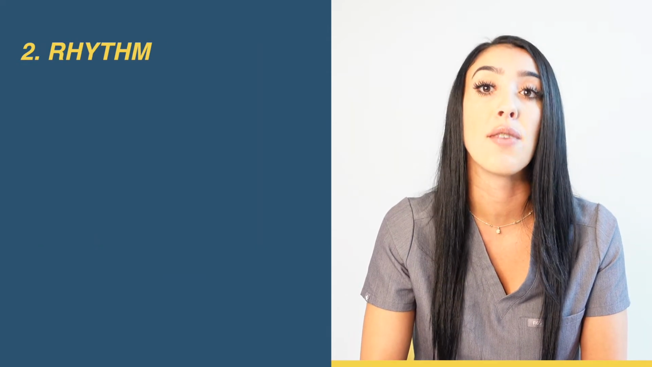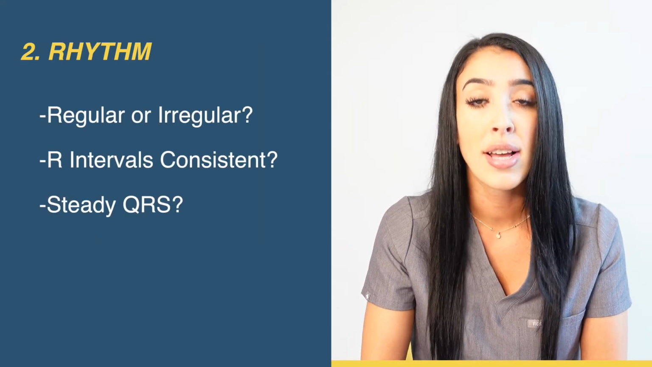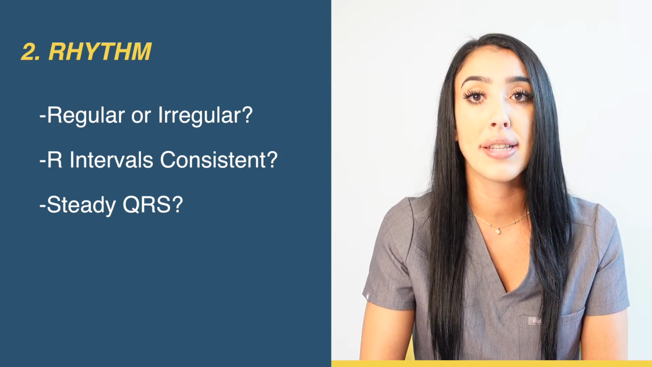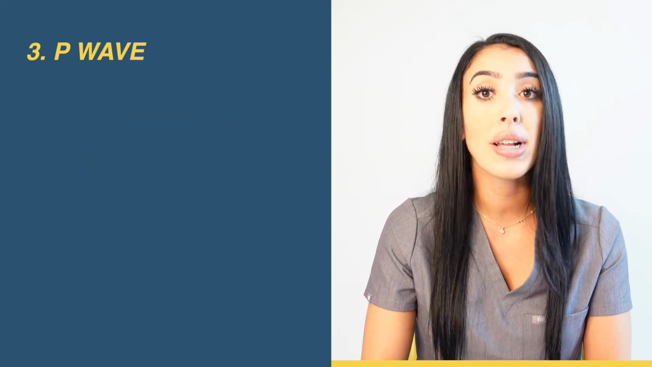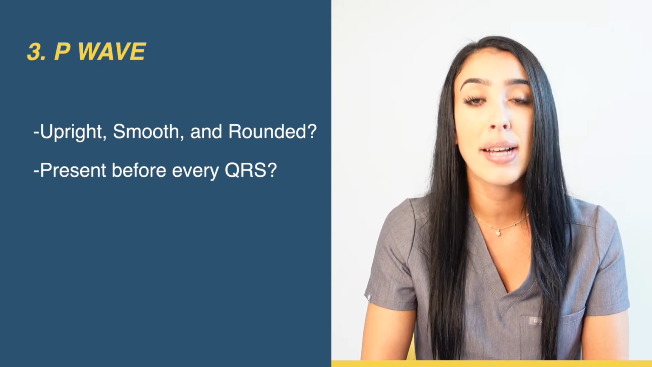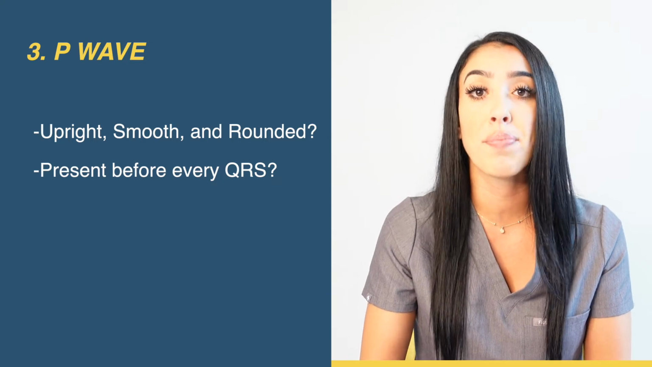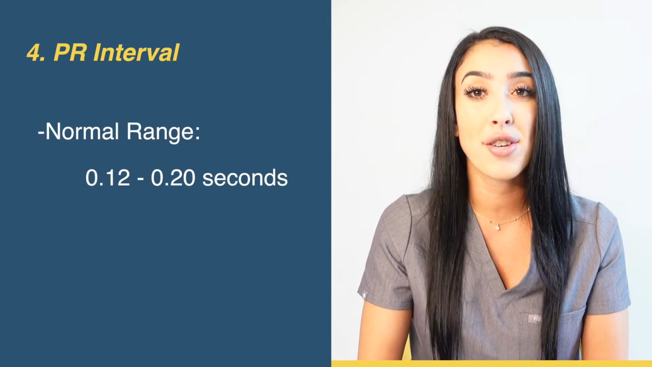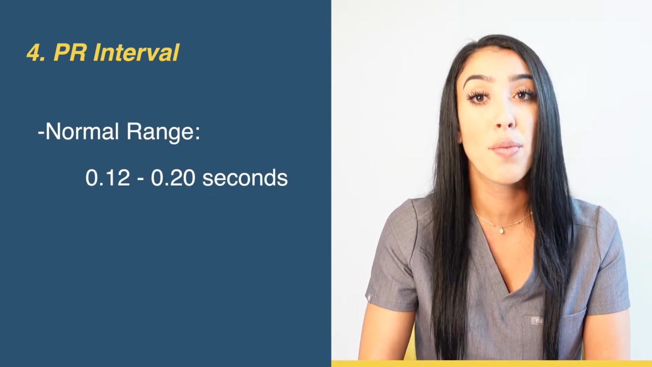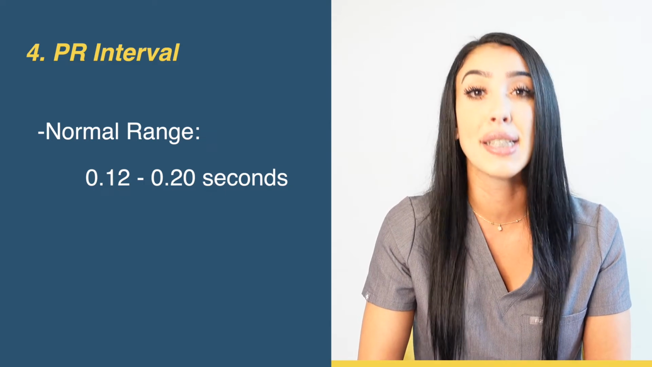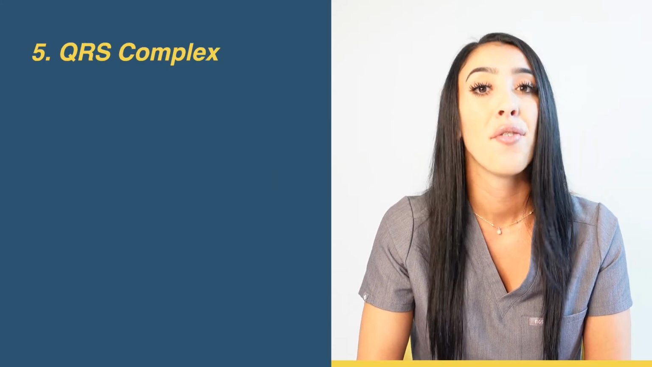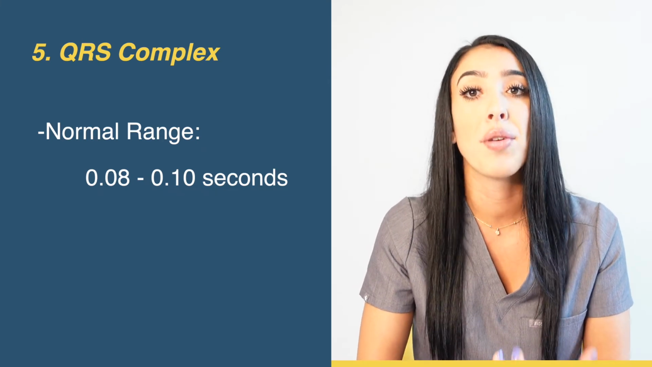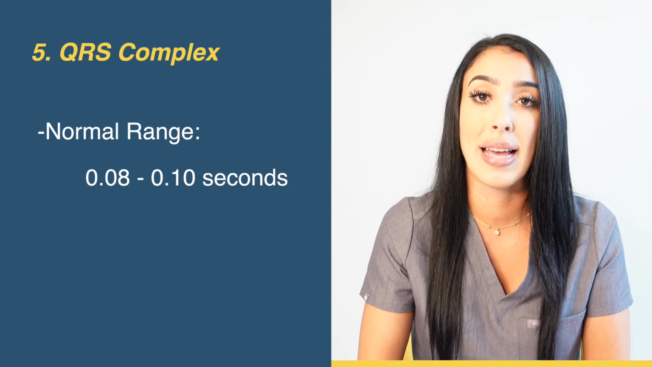Second is going to be rhythm. Is your rhythm regular? Are the R to R intervals consistent? Are you looking at every QRS and see them marching along the strip? Third is going to be that P wave. Is it upright, smooth, and rounded? And is there a P wave present before every QRS? Fourth is going to be your PR interval. If you remember, we talked about the normal values. Your PR interval should be 0.12 to 0.20. Fifth is that QRS complex, making sure they all look normal and within that 0.08 to 0.10 seconds.